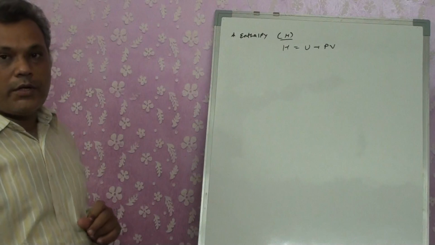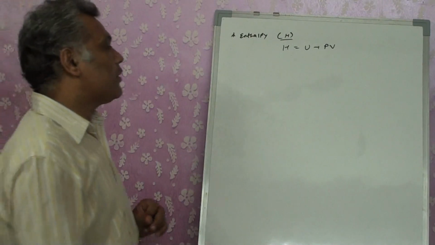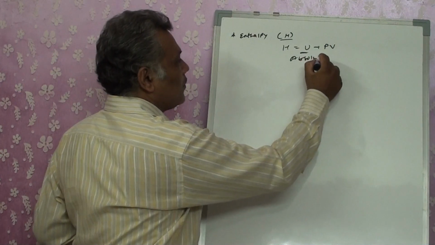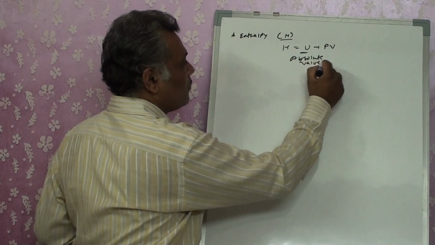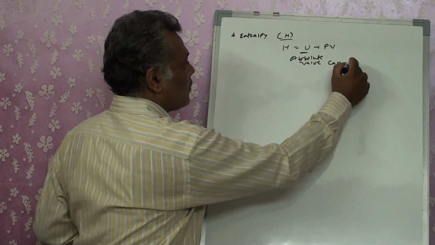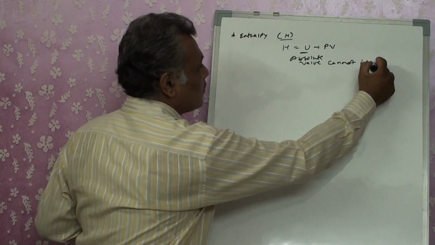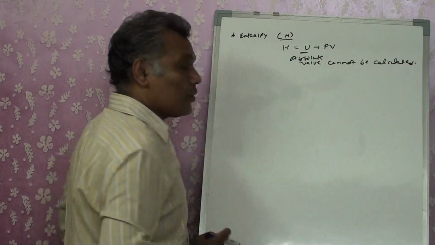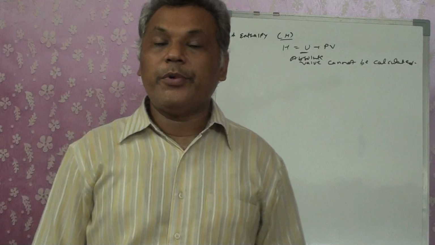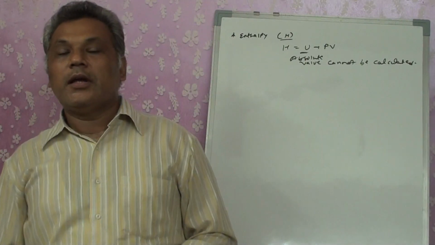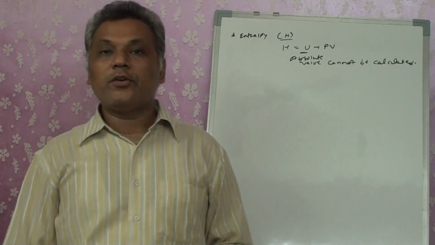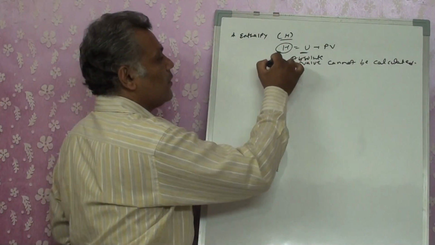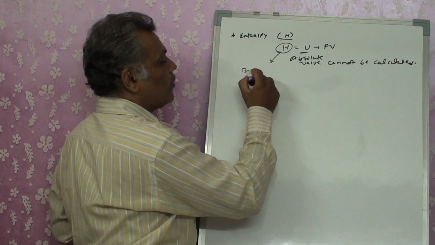But we know that the absolute value of internal energy cannot be calculated. So, as enthalpy depends upon internal energy, and the absolute value of internal energy cannot be calculated, we can't calculate the absolute value of enthalpy.